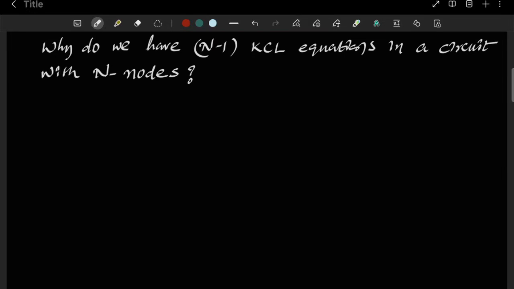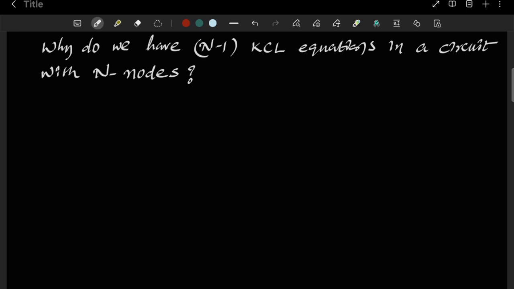The question is, why do we have N-1 KCL equations in a circuit with N nodes? It is quite an interesting question, because KCL is applied at a node. Because we have N nodes, we are able to write N KCL equations. But from the circuit analysis point of view, we leave the ground node. Ground is also a principal node, and we count how many principal nodes there are in the circuit.